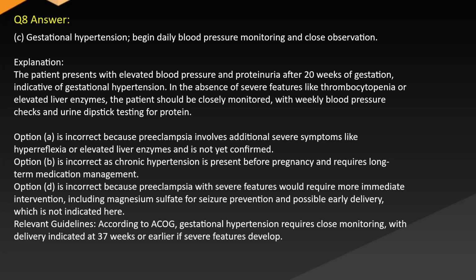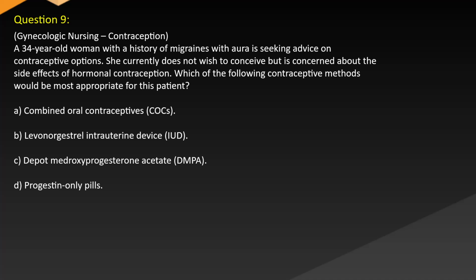Option A is incorrect because preeclampsia involves additional severe symptoms like hyperreflexia or elevated liver enzymes and is not yet confirmed. Option B is incorrect as chronic hypertension is present before pregnancy and requires long-term medication management. Option D is incorrect because preeclampsia with severe features would require more immediate intervention, including magnesium sulfate for seizure prevention and possible early delivery, which is not indicated here. Relevant guidelines. According to ACOG, gestational hypertension requires close monitoring, with delivery indicated at 37 weeks or earlier if severe features develop. Question 9. Gynecologic nursing.